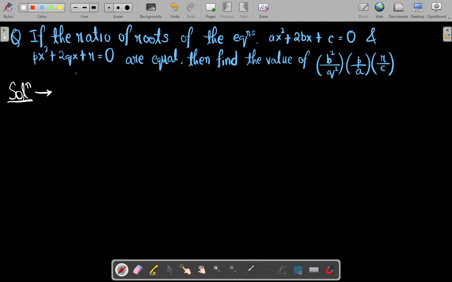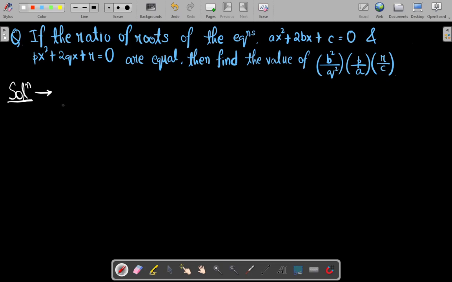Hello everyone. In this question, it is asked that if the ratio of the roots of the equations ax² + 2bx + c = 0 and px² + 2qx + r = 0 are equal, then find the value of (b²/q²) times (p/a) times (r/c), where all these coefficients a, b, c, p, q, r are real numbers.